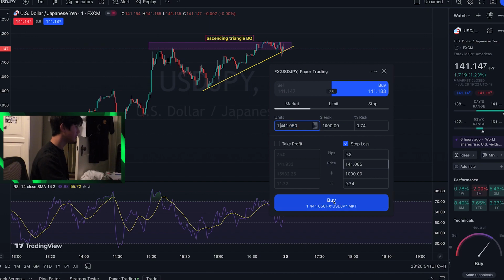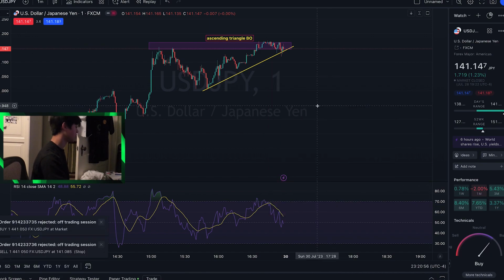So can we even enter a trade? Oh no, it's the close. We can't enter a trade. But yeah, this is a very clear-cut way to manage your risk, put your stop losses in, and be profitable.